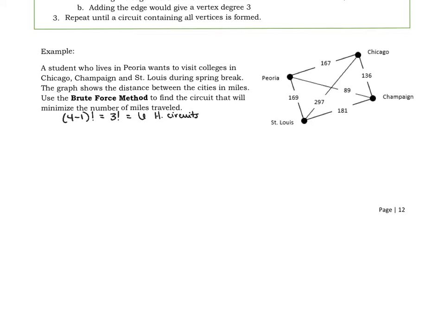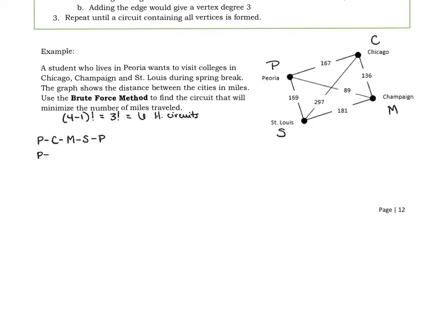I'm going to use the letter P for Peoria. For Chicago, I'm going to use a C. For Champaign, I can't even use a P, can I? I'm going to use an M for Champaign, and then I'm going to use an S for St. Louis, just as we go through these. So without listing any numbers right now, I could start in Peoria, then we could go to Chicago, then we could go to Champaign, we could go to St. Louis, and the student could go back home to Peoria.